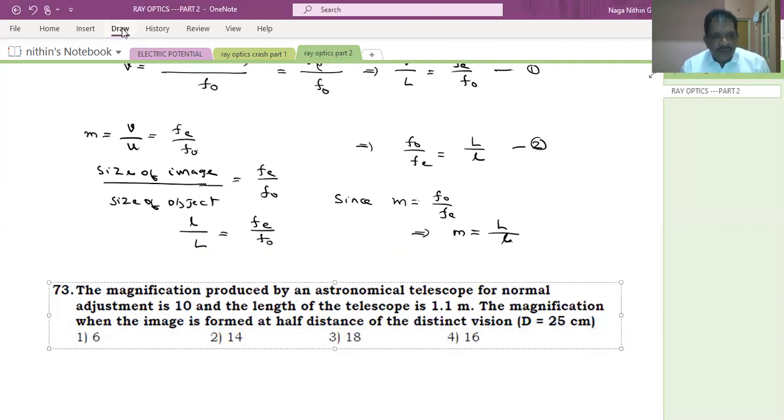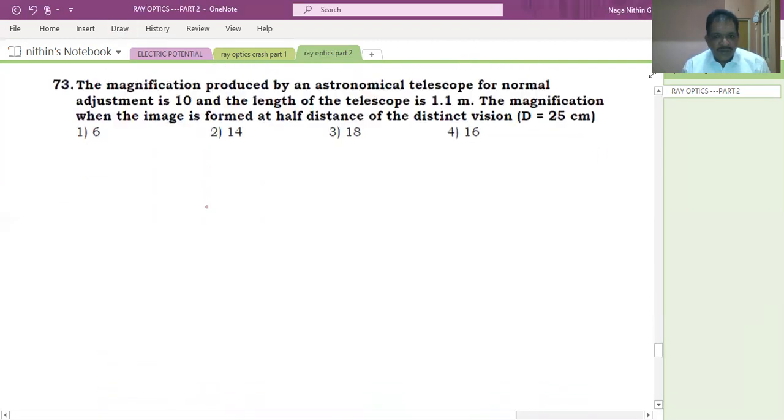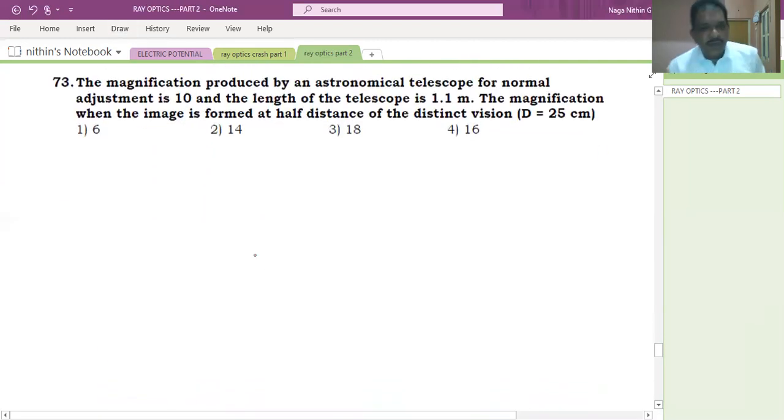The magnification produced by an astronomical telescope for normal adjustment is 10. So M value will be equal to 10. Length of the telescope is 1.1 meter. Here, note how the image is formed at the distance of distinct vision.